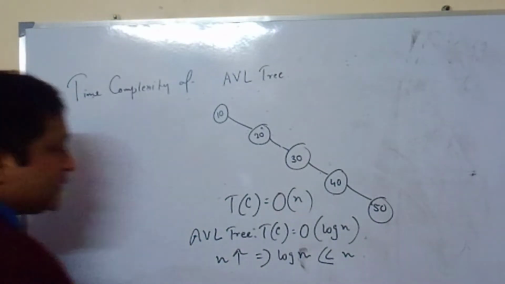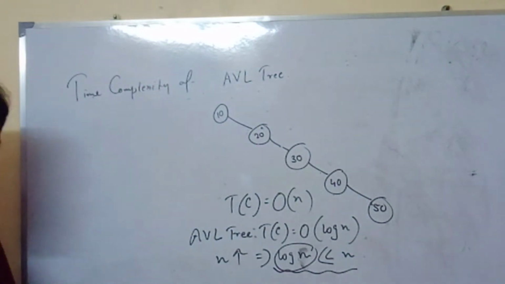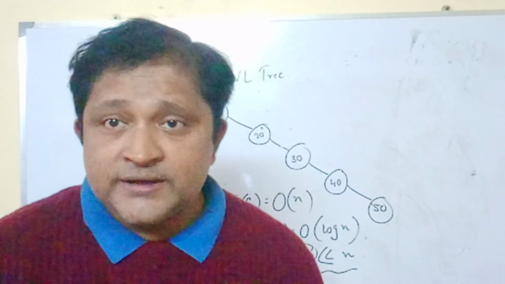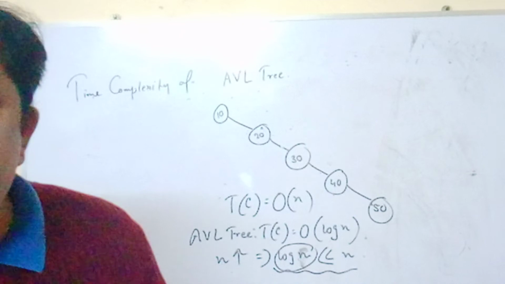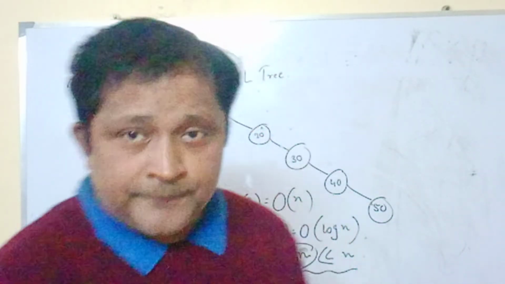Now log n is less than or equal to n. As n goes higher, we get a better time, less processing time in an AVL tree. This means we are achieving a better time complexity in the case of the AVL tree as compared to an unbalanced binary search tree.